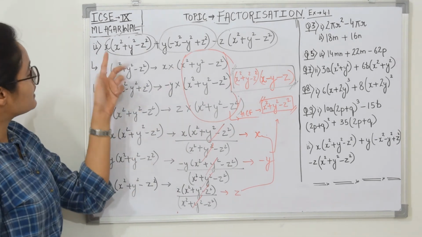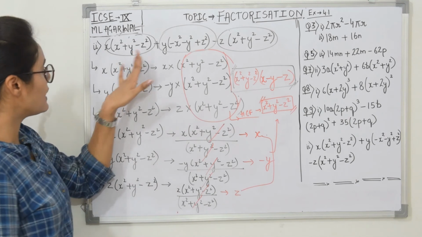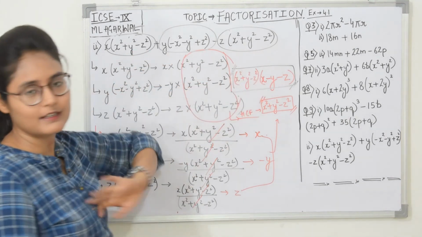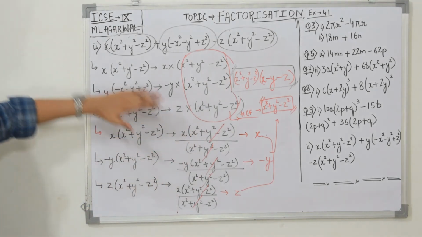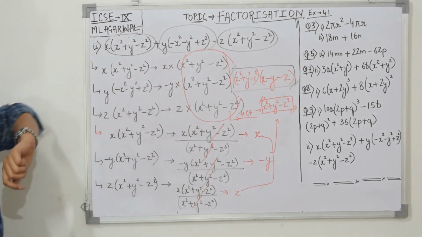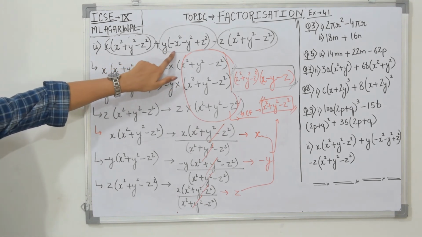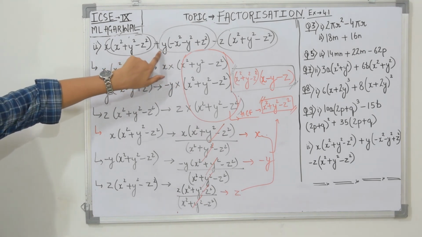See, observing your question, x square plus y square minus z square in your first term, x square plus y square minus z square in your third term. Okay, so the signs are making the difference. So what you can do is simply take out the minus sign common here.